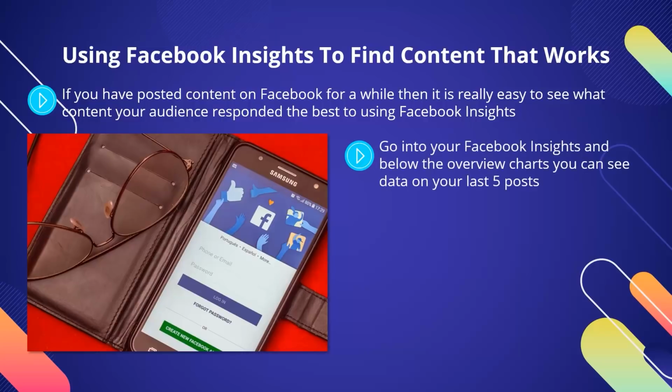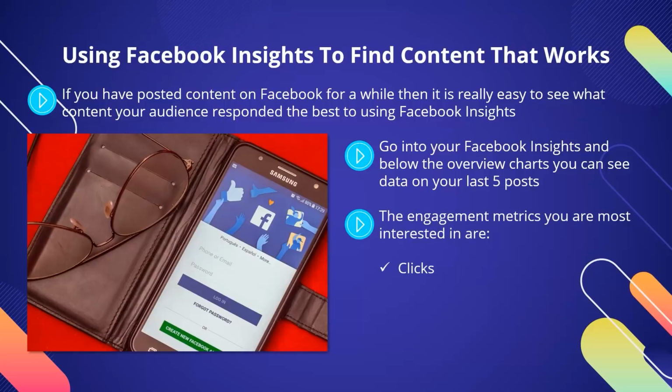Go into your Facebook Insights, and below the overview charts, you can see data on your last 5 posts. Then you can choose to look at the data for all your posts by clicking on See All Posts. You will be able to see the reach of each post and the levels of engagement. The engagement metrics you are most interested in are clicks, comments, shares. The number of clicks is definitely something that you want to take a good look at, as this is the number of users that clicked through to your website.